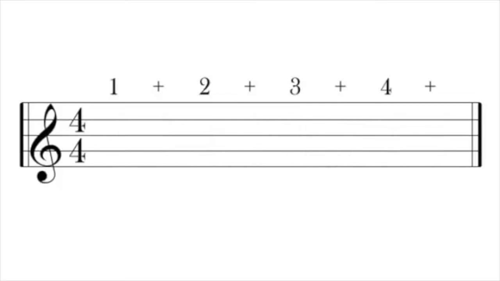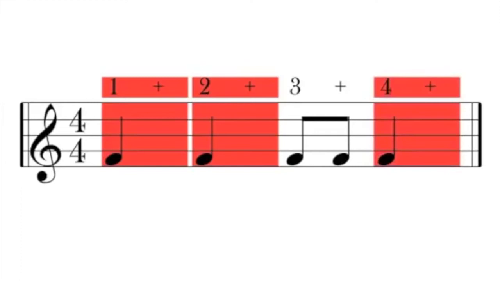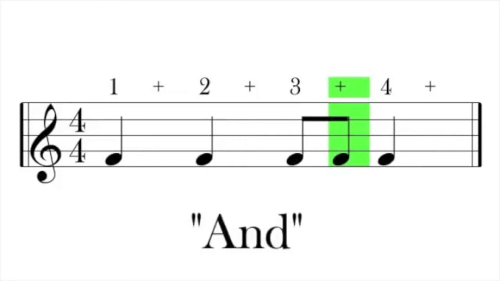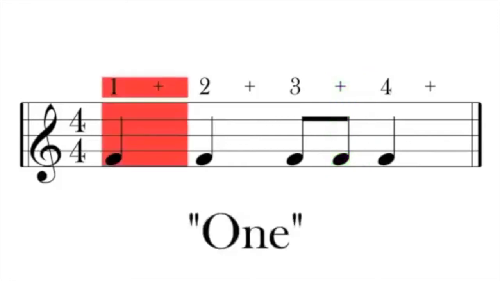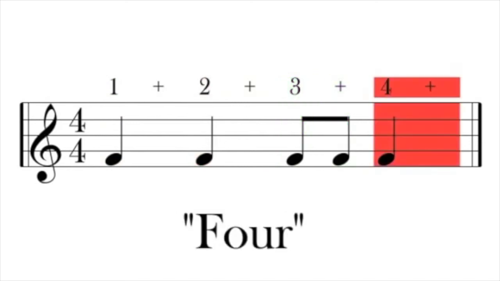To further explain, let's take a look at a couple of measures which incorporate eighth notes. In the first measure, we see that beats 1, 2, and 4 contain quarter notes, and beat 3 contains 2 eighth notes. The first eighth note in beat 3 will be counted as downbeat 3, and the second eighth note will be counted as the upbeat "and," like this. 1, 2, 3 and 4.